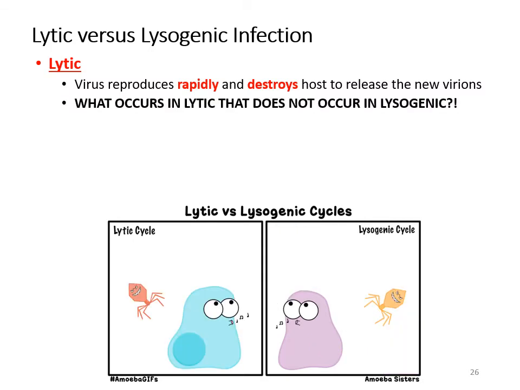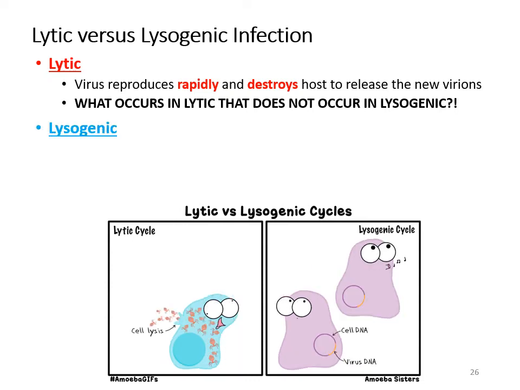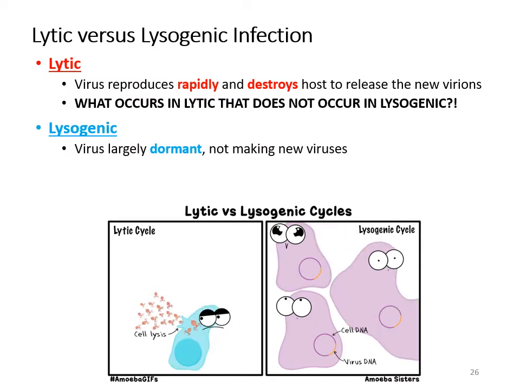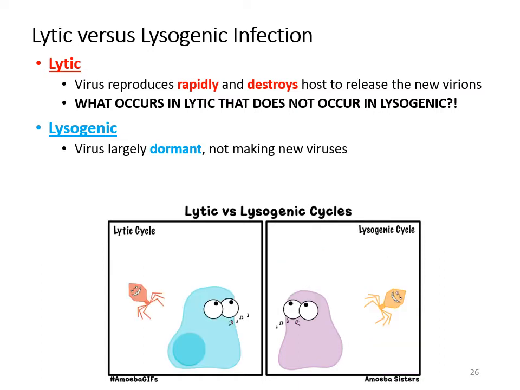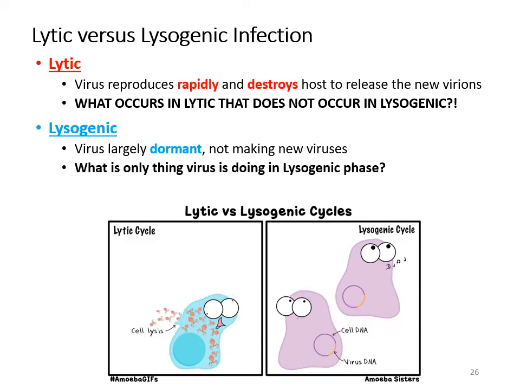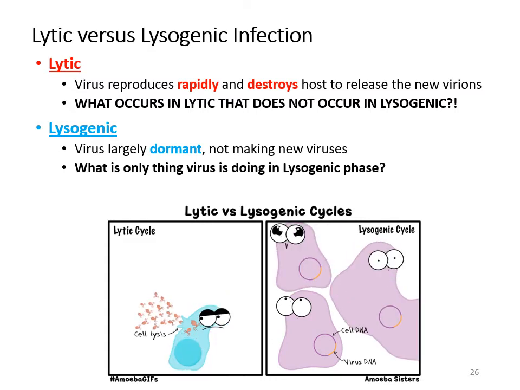Okay? So when we say what occurs in lytic is not occurring in lysogenic, well, first let's take a look at lysogenic. Lysogenic is considered dormant, right? They're not lysing the host cells. They're not breaking free, which means that they're not making new viruses, right? Because it's only when they make new viruses that they're going to burst out of the host cells.